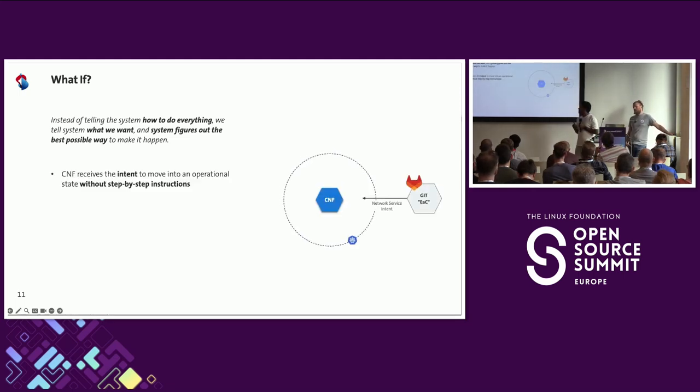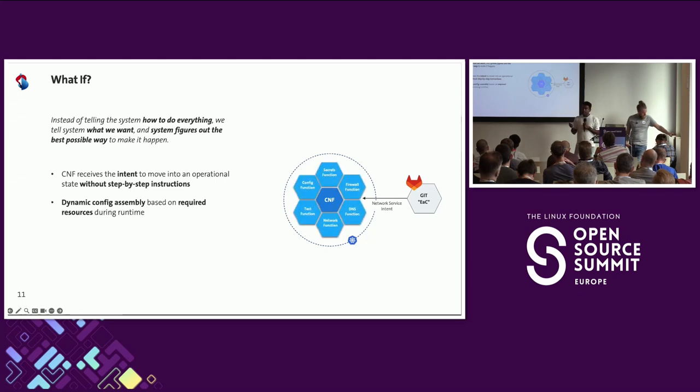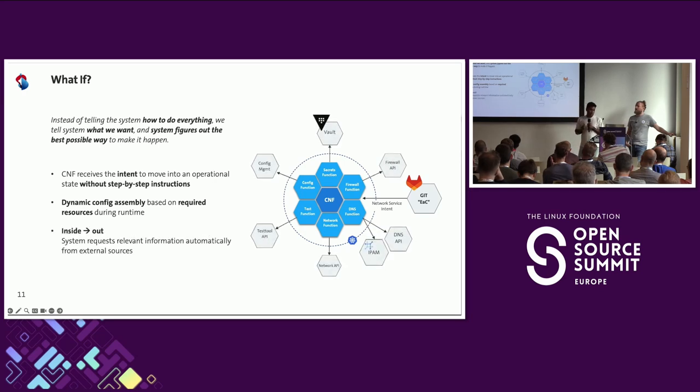The first step is the CNF receives the intent to move to an operational state without step-by-step instructions. So you pass a high-level intent. Rather than mentioning DNS records or references or VLAN IDs or IP addresses, we treat them as functions, and they're able to discover the relevant information automatically by talking to external systems. So it's taking this inside-out approach. Rather than pushing the information into the system, it pulls the relevant information from outside sources.